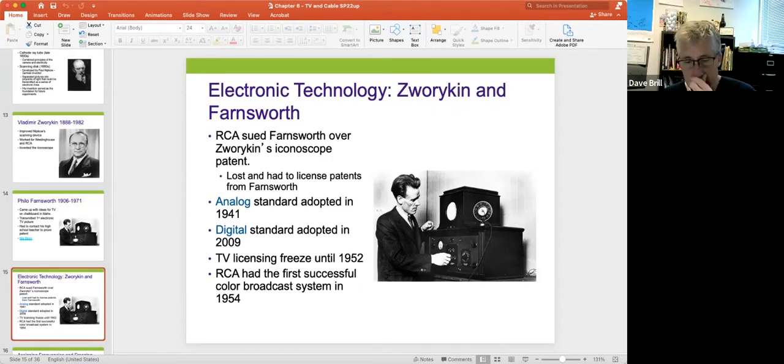By the way, the digital standard, which basically takes a television signal and puts it into a binary code of zeros and ones, because that's how digital works, was actually adopted in 2009. So what's interesting is the FCC adopted the analog standard, which was also based on radio waves, for all US sets in 1941.